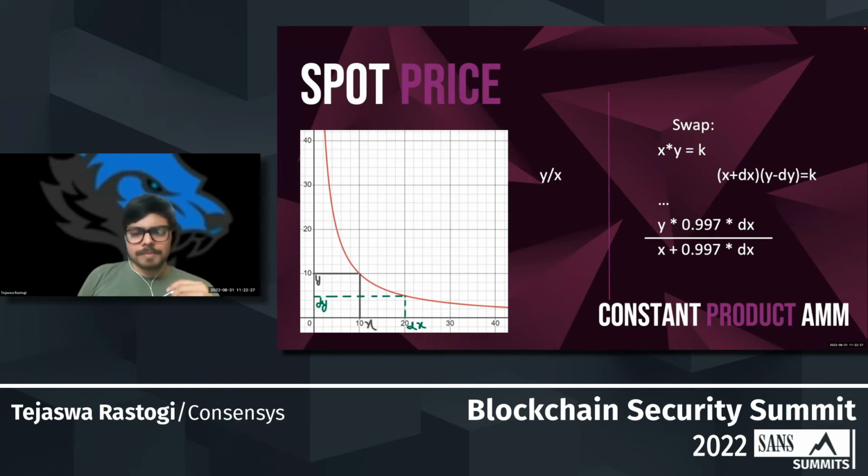And this is the equation that looks like Uniswap, considering the 0.3% fee, or whatever it is, right? So that's how it looks, and that's how the spot price works. And that's the main goal, right?